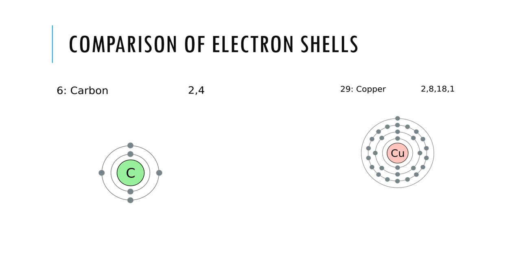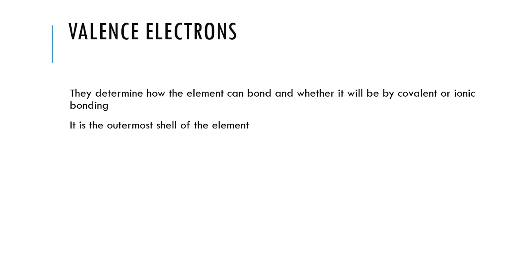And then the last slide, hopefully I can get this done. There we go. So, valence electrons. The valence electrons determine how the element can bond, whether by covalent or ionic bonding. It is the outermost shell of the element.